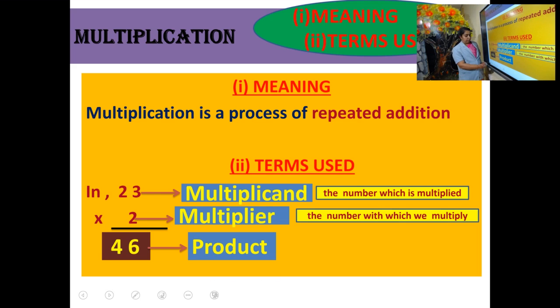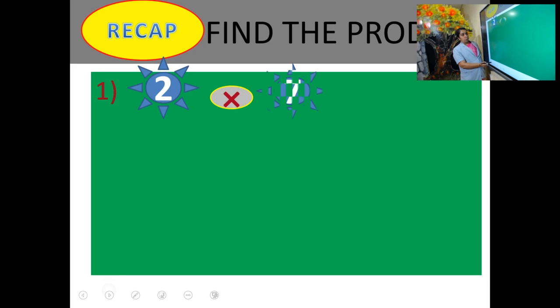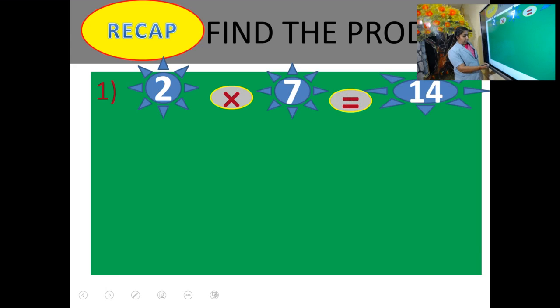Is it clear? Then next, before we do the multiplication, we learned tables, isn't it? We learned the tables, so we are revising the tables. Here, first: 2 7s are, what is the answer? It's 14. 2 7s are 14.